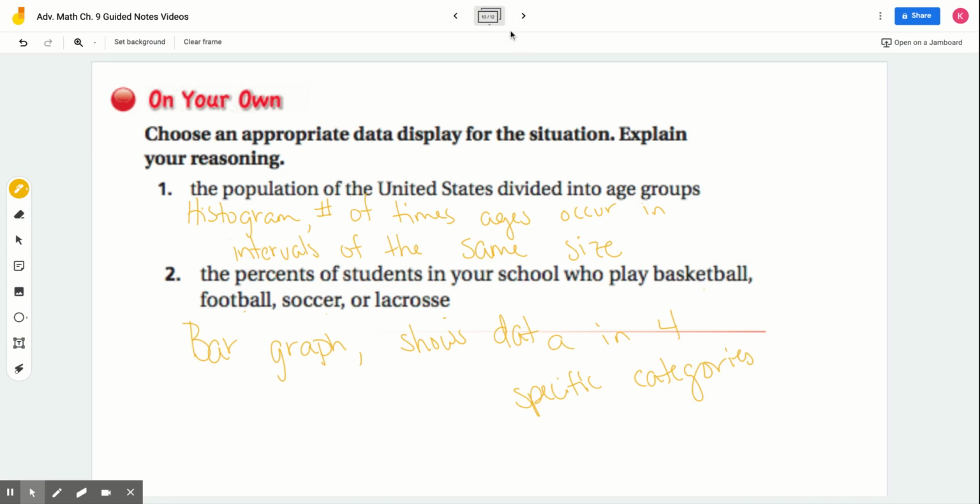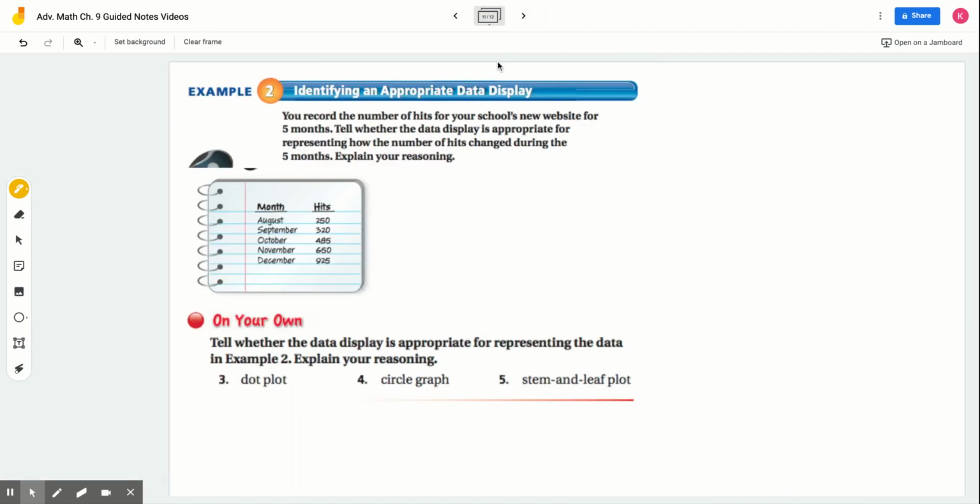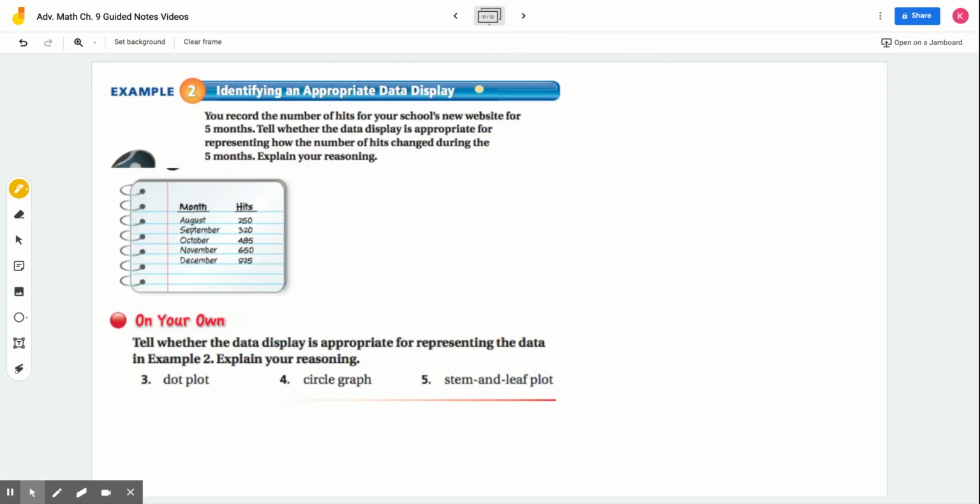Now let's take a look at a few more questions. So here it says, tell whether the data display is appropriate for representing the data in example 2 and explain your reasoning. So it says you record the number of hits for your school's new website for 5 months.